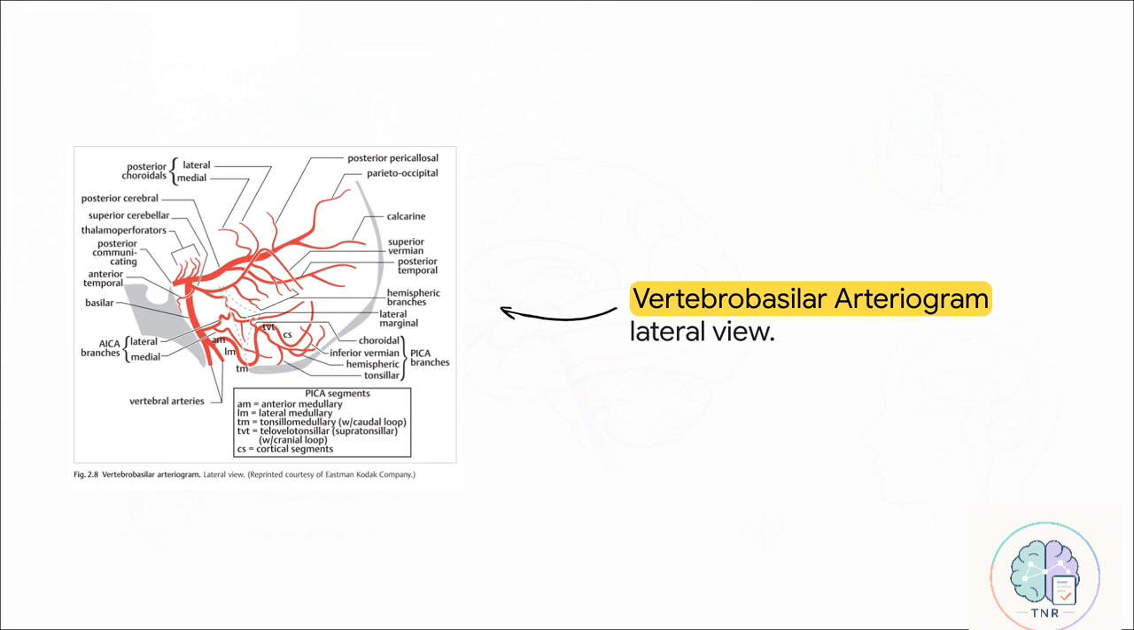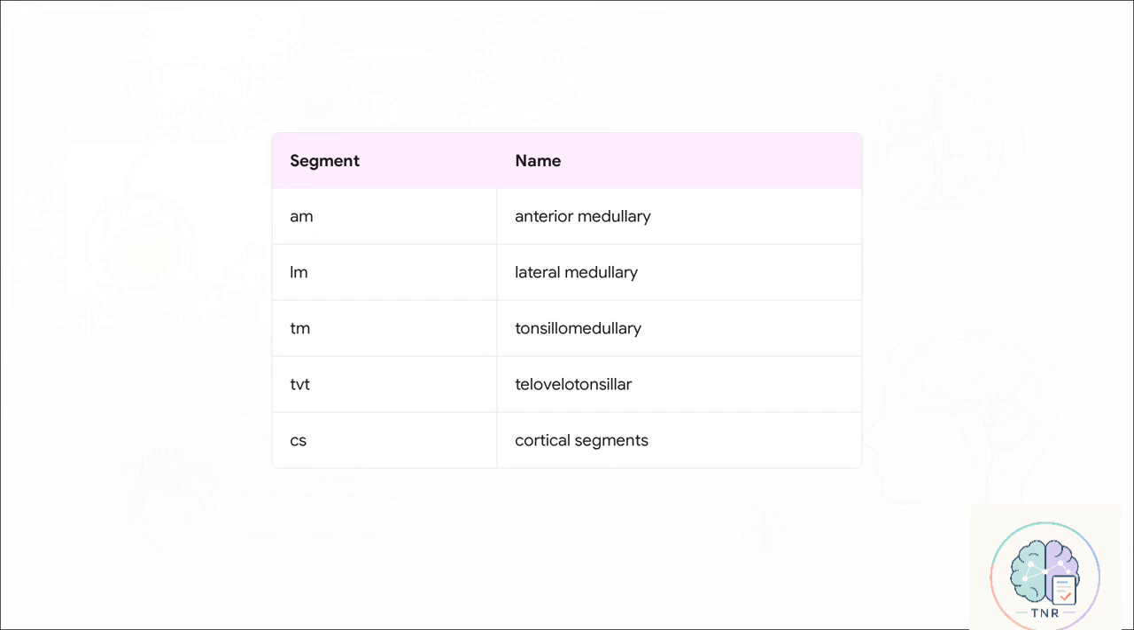and posterior cerebral arteries. But honestly, that PICA territory is notoriously complex, and mastering it is absolutely step one for us. To truly master that arteriogram, and honestly, to spare yourself an hour squinting at an anatomy textbook, we've got to memorize the 5 distinct PICA segments detailed right here. We start with the AM, or anterior medullary segment, and that's followed by the LM, or lateral medullary.